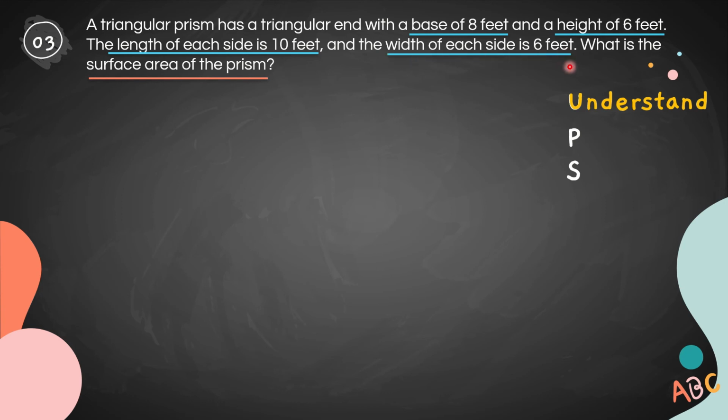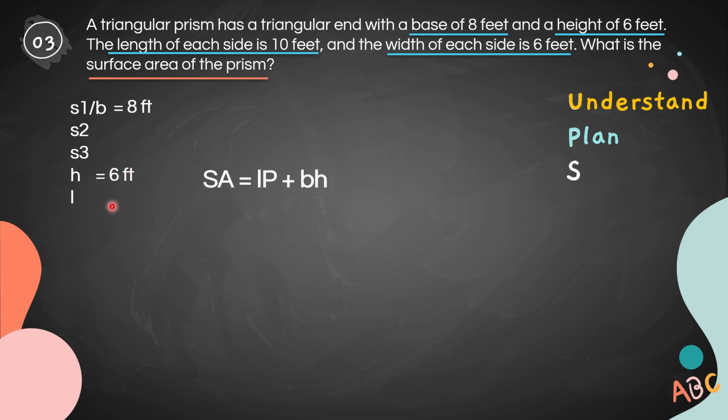Next is to plan. The formula on how to find the surface area of a triangular prism is length times the perimeter of the triangle plus base times height. So our base is 8 feet. That is also our side 1. Next, we have the height of 6 feet. And then the length of each side is 10 feet. So our length is 10 feet. And the width of each side is 6 feet. So our side 2 and side 3 are 6 feet.